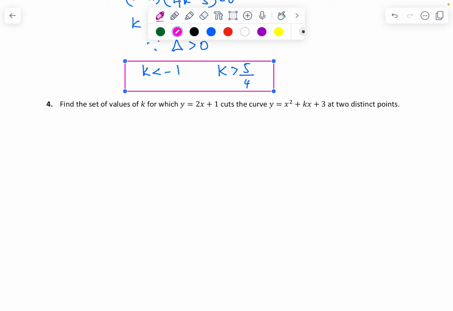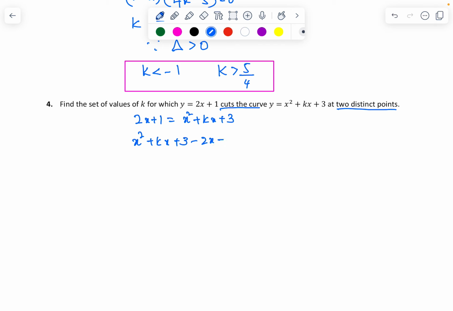Then question number 4, find the set of values for which y equal to 2x plus 1 cuts the curve y equal to x square plus kx plus 3 at two distinct points. So first let us do simultaneous. 2x plus 1 is equal to x square plus kx plus 3. Let us bring everything together.